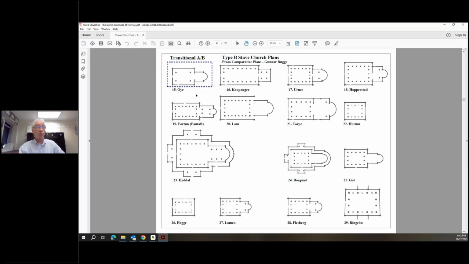But you'll see, some are very rectilinear. Kaupanger, Ernest, Hopperstad, and then we get into some that are quite complex. And these are the way that they were from the medieval time, too. So these had the gallery all the way around them, Hedal and Borgund, very early on. And some of these, and you will see in some of my photographs, we will look at Gaul, and that has a partial gallery that's been added to it over time.